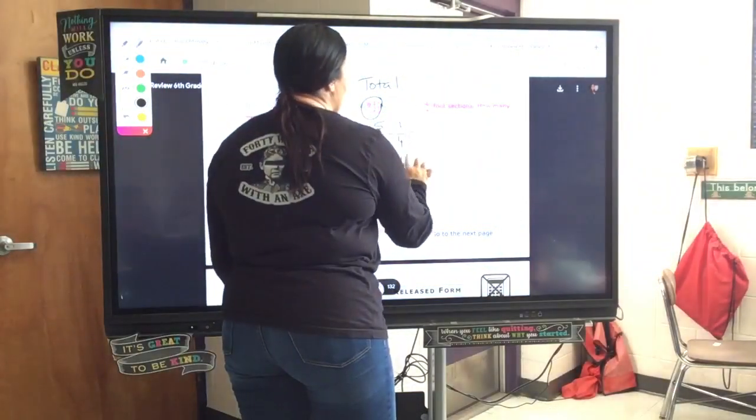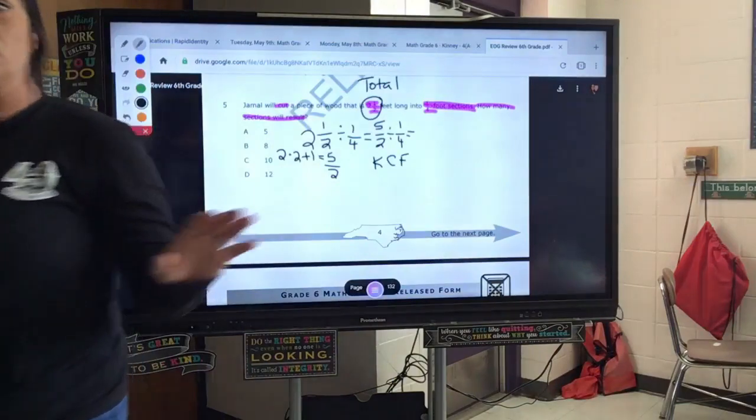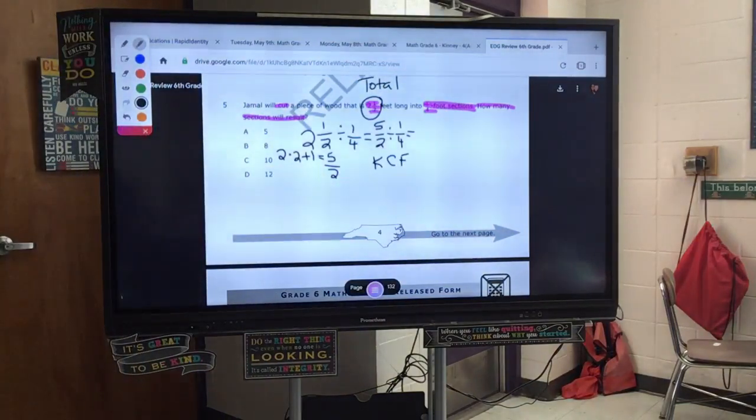Y'all, I do not make you do this strategy, but you need to understand this strategy because in 7th and 8th and 9th and 10th and 11th and 12th grade, they stop doing keep, change, flip, and they start saying find the reciprocal. You need to use the reciprocal. So you need to understand that keep, change, flip is the reciprocal. So if you can do all this in your head, that's fantastic, great, grand, wonderful. That's going to be a benefit on the EOG. But it is not going to be a benefit come next year throughout the rest of your school years. So understand, I don't care what way you find, but you do need to understand certain ways. Okay?